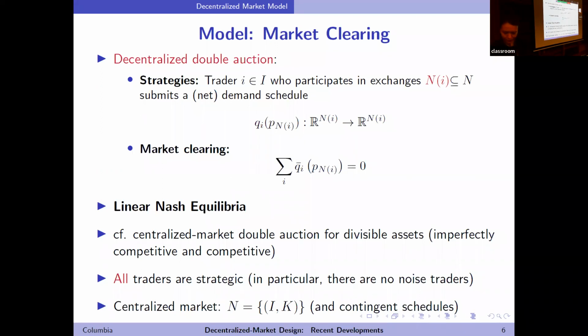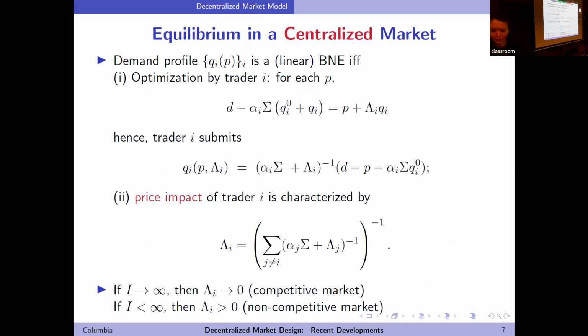Can I say something about the market clearing condition? Yes, so Q-bar. Right. Okay. I will explain what Q-bar is. It shouldn't have been on that slide.